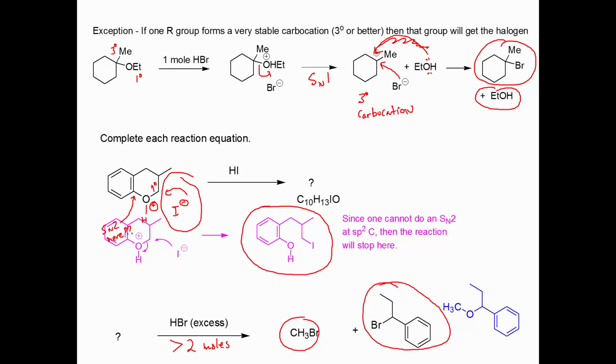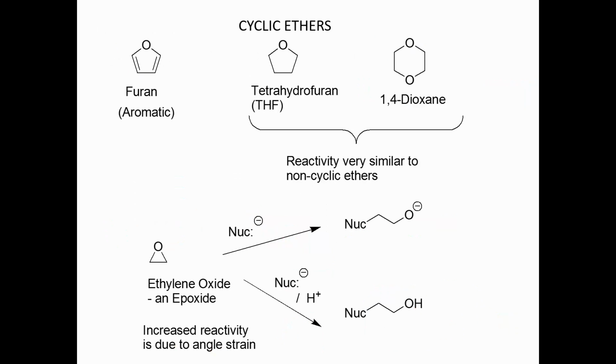Okay, all right, so I'm going to end this talk with this slide here. We have various cyclic ethers, and as long as there's not significant angle strain, there's really not any difference in the chemistry of cyclic ethers and non-cyclic ethers.